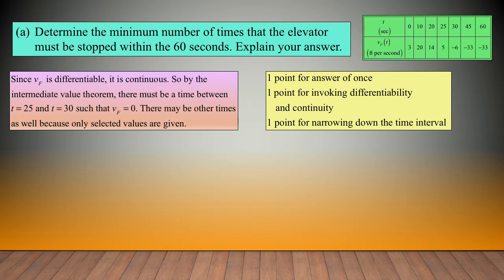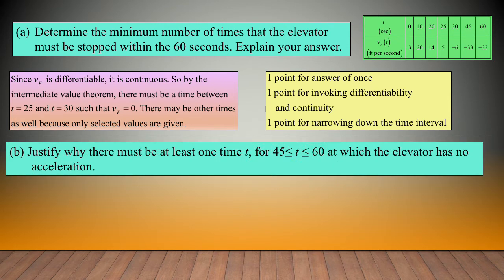1 point is given for invoking the concept of differentiability and continuity. And 1 point is given for narrowing down the time interval. The time interval wasn't asked for, but in order to give a full justification, it must be mentioned.